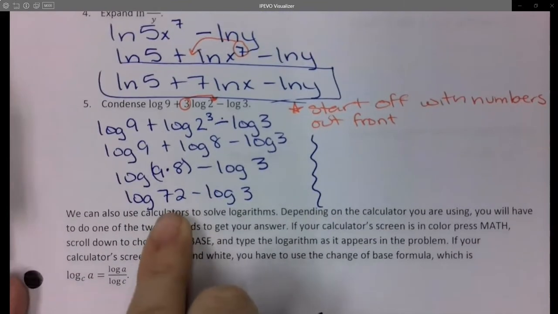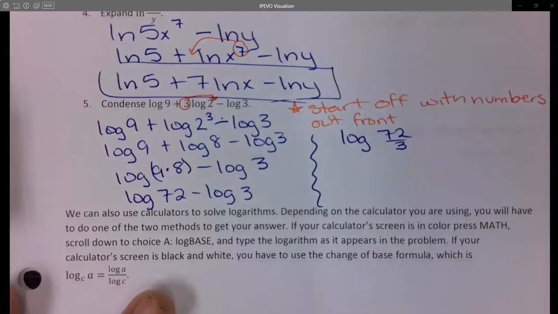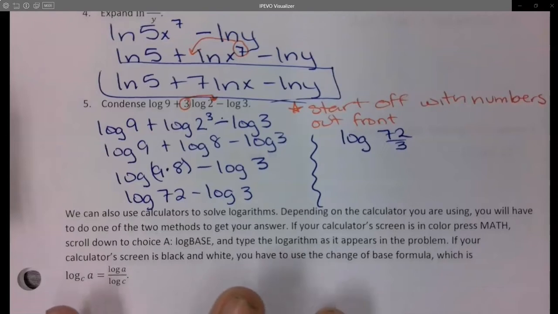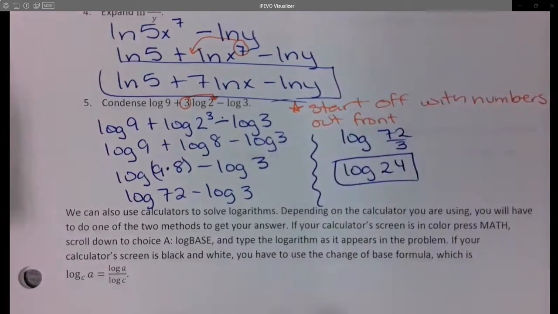Then I have the subtraction. So subtraction turns it into fractions. So I'm going to have 72 divided by 3. Which is 24. And then I'm done here. Whenever it says condense, it just wants me to leave it with the word log and just one number, or one expression if I've got variables.